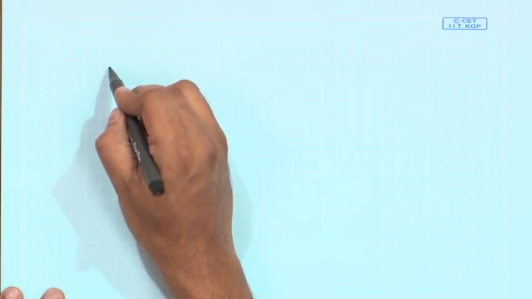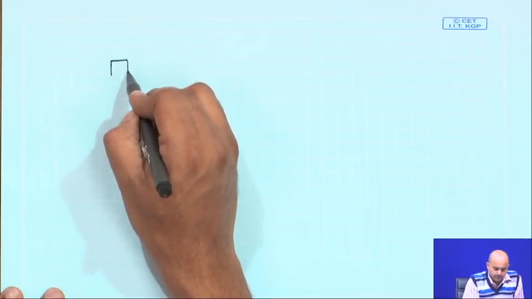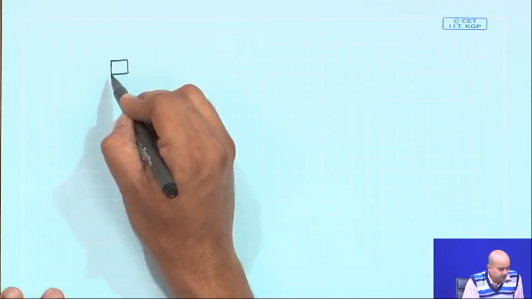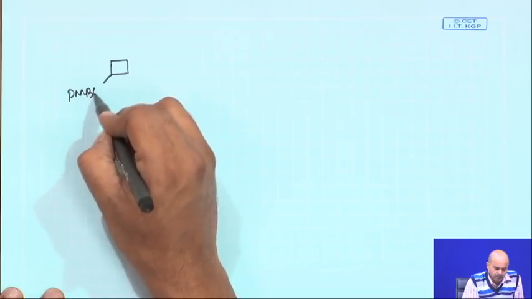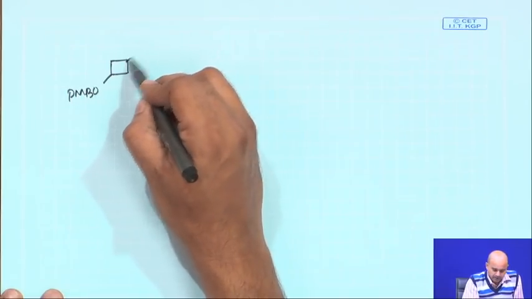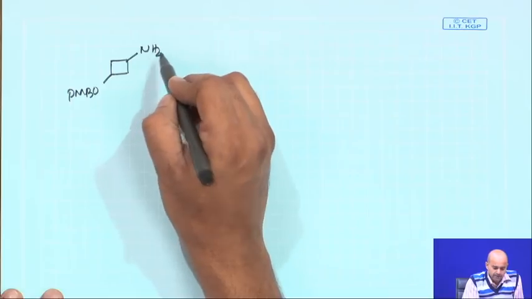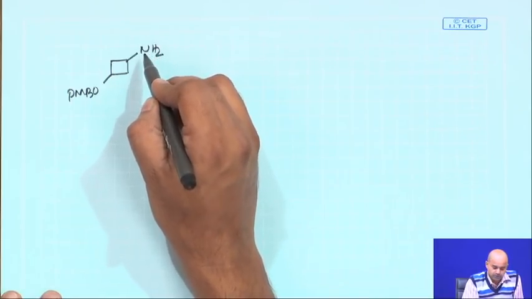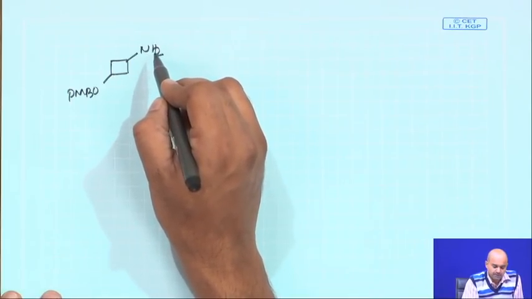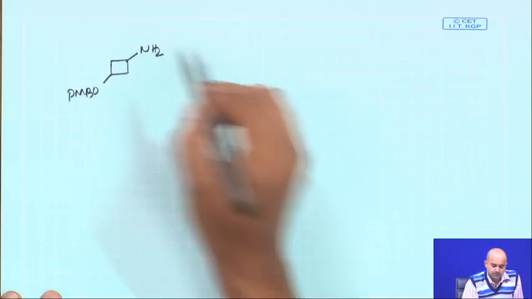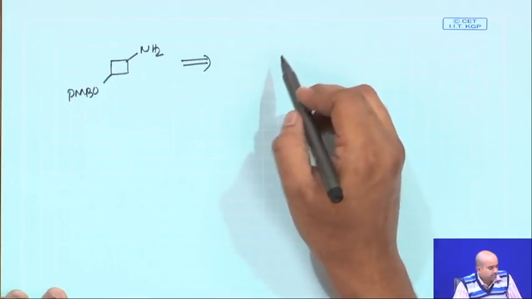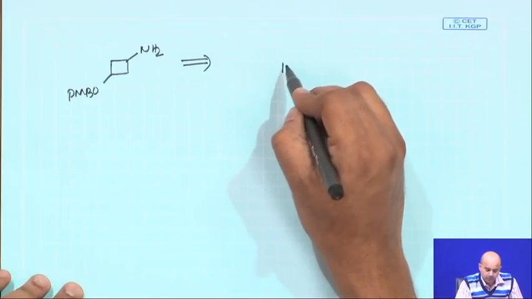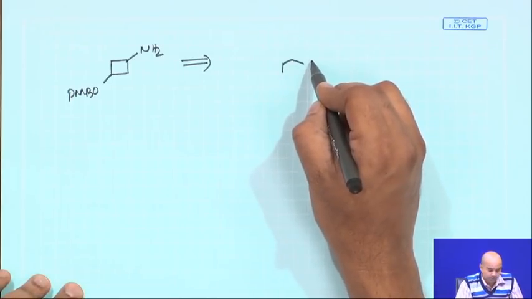Next problem we will try to figure out on a similar kind of thing. You are given a cyclobutane based target, and the appendage where you need to introduce an NH2 appendage, this particular functional group. Well, the starting material also is given to you. I have given you the starting material.